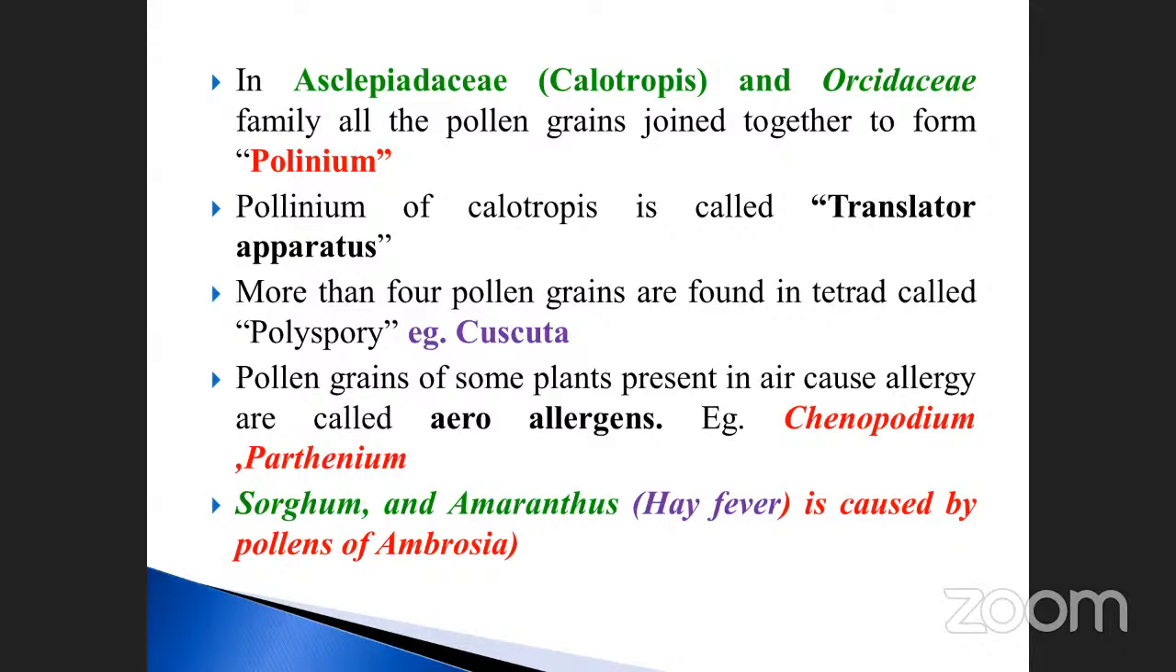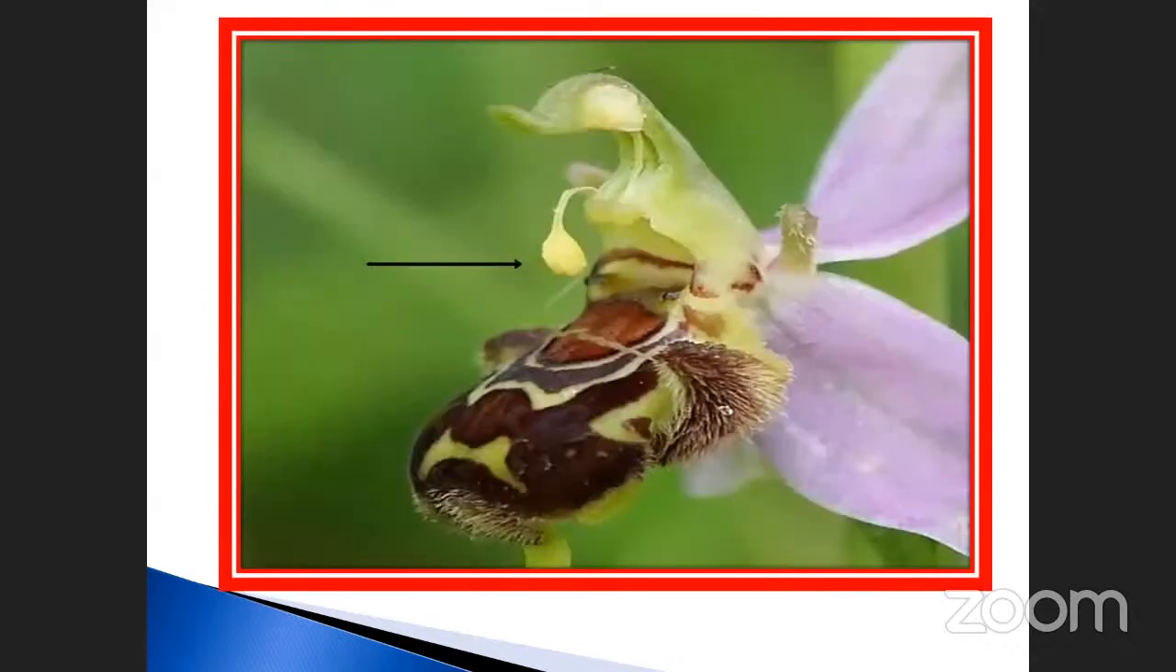Excuse me. Okay, so go to the next one. This is the structure. See, this is the pollinia structure. This is also one of the plants. It is not a Calotropis. It is another plant.